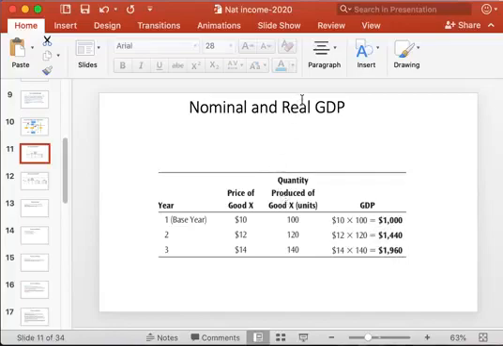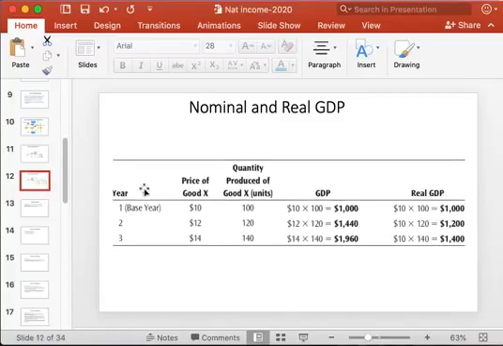So because of that, real GDP is used, and real GDP is calculated based on what is called base year's price of good. So in this example, the base year is year 1. So you can choose any base year. A base year is a reference year based on which you can actually calculate the real GDP and compare the future GDP or past GDP.